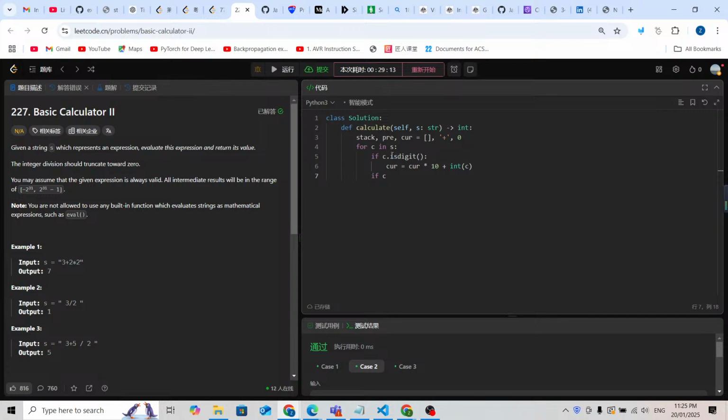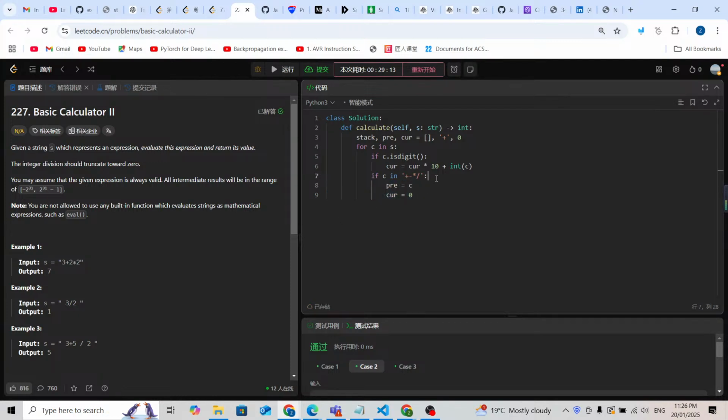For the first one, I've calculated this current, which is going to be 3. For the next one, I need to check if it is inside those signs: plus, minus, multiplication and division. If it is inside the signs, for example this character is a plus sign, I need to set the previous sign equal to it, and I'm going to set the current equal to 0.